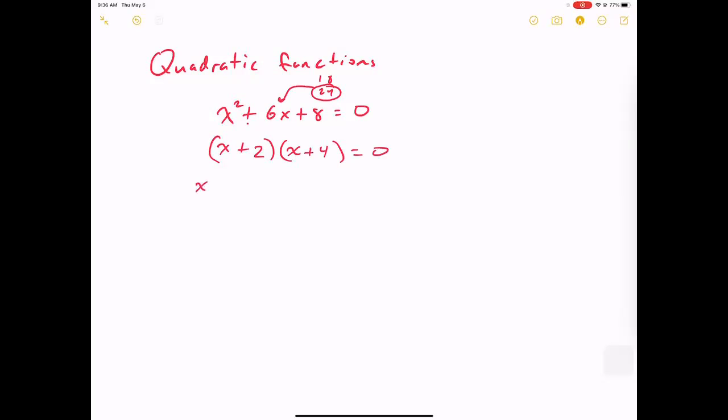We said x plus 2 is equal to 0, x plus 4 is equal to 0. Minus 2 to both sides: x is equal to negative 2. Minus 4 to both sides: x is equal to negative 4. And we said these values tell me what x would have to be to solve this, to equal 0. The goal is to get to 0 here.